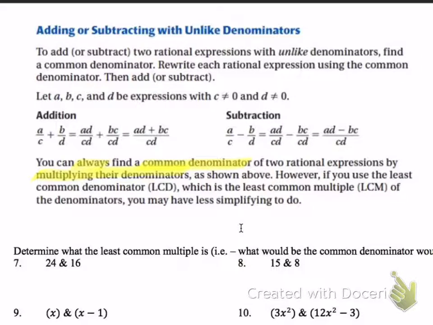So on the last example, number 6, we could have used 21a squared, and that would have been by multiplying their denominators. However, if you use the least common denominator, which is the least common multiple, you may have less simplifying to do. So that's why we used 21a. You can use either one. You can multiply their denominators and that'll work every single time. But if you think about what's the least common multiple, that may be a little bit easier and you won't have as much simplifying to do in the end.